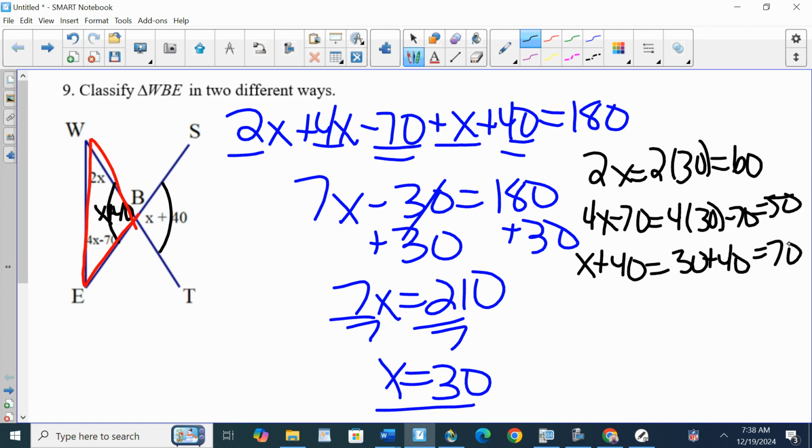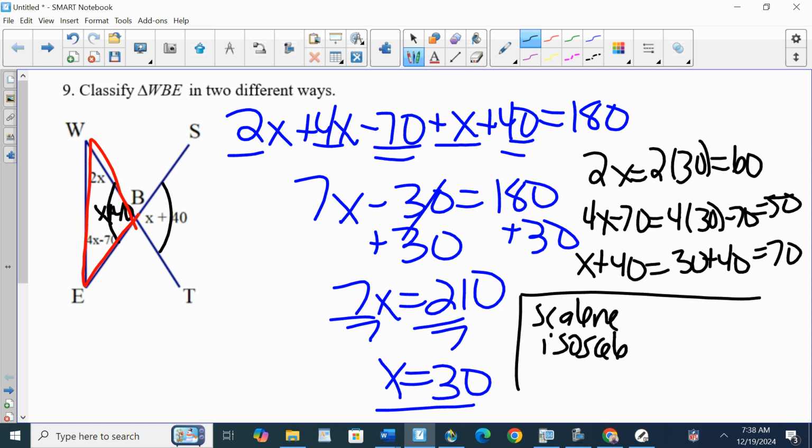So now we need to know our different types of triangles. We have scalene, isosceles, equilateral. Scalene, they're all different. Yup. Isosceles, two of them would have to be the same. Nope. Equilateral, all three would have to be the same. Nope.